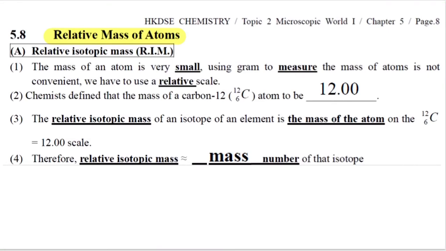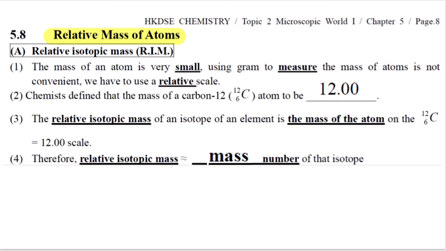Because atoms are extremely small, we won't use gram to measure the mass of an atom. It's not convenient because 1 gram contains 10 to the power 23 number of atoms. So we won't use gram to specify the mass of the atom because they are very small.